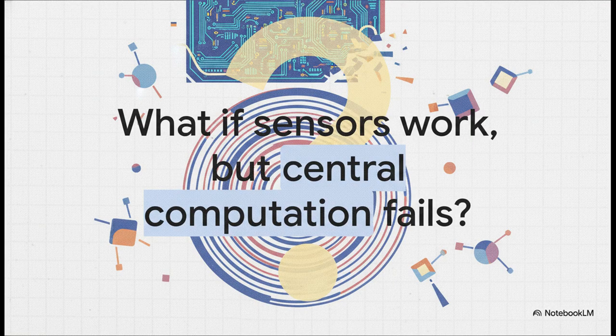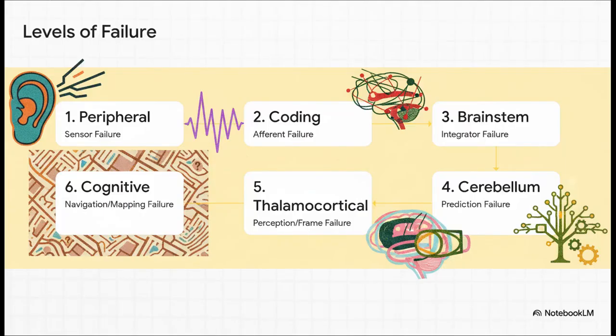We have to start asking a different question. What if the sensors are working perfectly, but the central computation is what's failing? Suddenly, the problem isn't in the labyrinth at all, it's somewhere higher up the chain. And this illustrates those potential failure points perfectly. A normal VHIT is great, but all it does is clear level 1, the peripheral sensor. That's it. The problem could still be in the coding, or the brainstem integration, or cerebellar prediction. You get the idea. Our framework gives you this logical ladder to climb as you investigate these really complex cases.